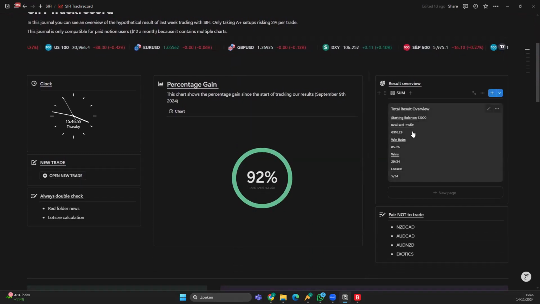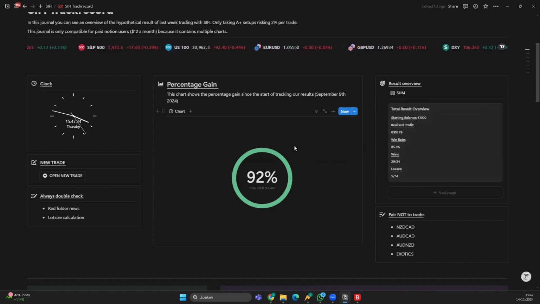And in the last 8 weeks, we placed about 34 trades. So we don't take 1,000 trades a day or a week. We take a few trades a week because we believe less is more, and the accuracy is pretty high. It's 85.3% accurate with a 1 to 2 risk to reward. That's very, very high. 29 wins, 5 losses, resulting in a 92% total gain. This is, of course, with a risk management of 2% risk per trade.